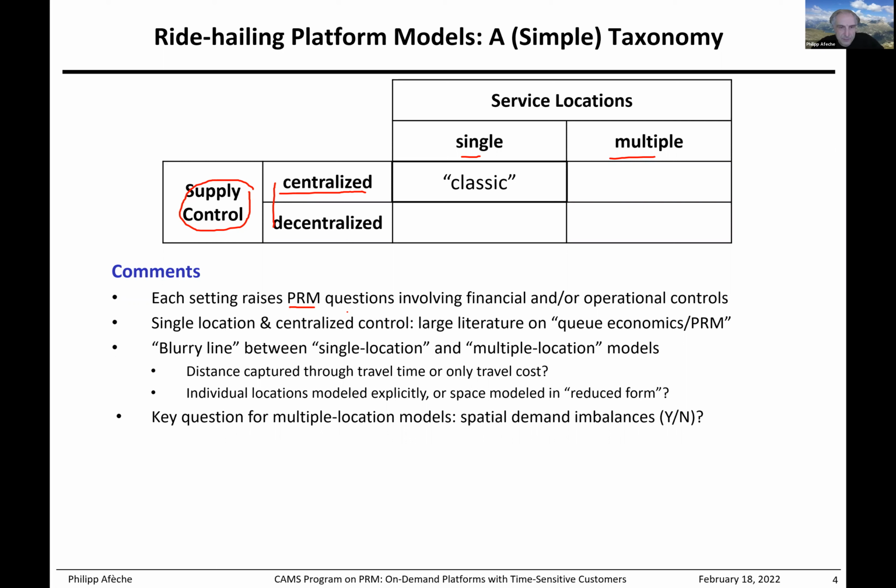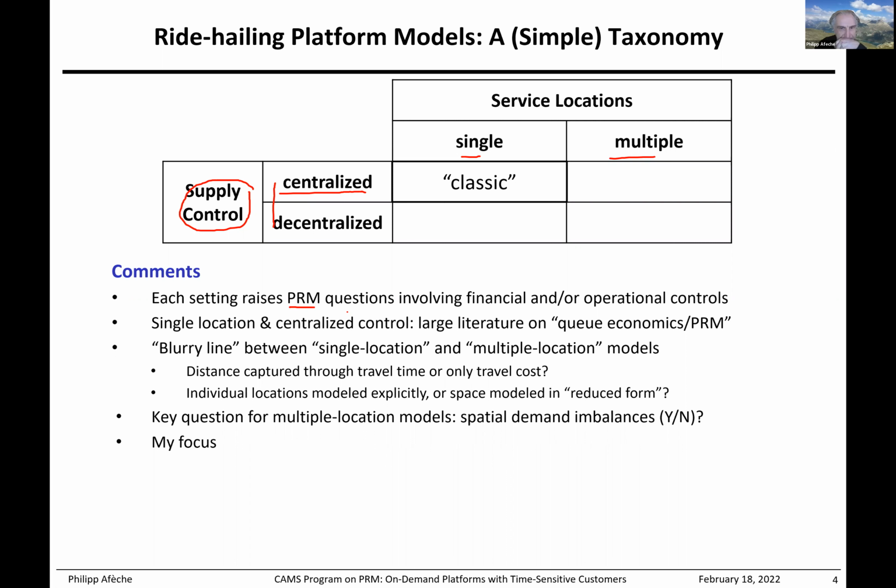And then when it comes to multi-location models, I think a key question is, are there really spatial demand imbalances or not, right? Once you introduce multiple locations and distance, in my mind, if you want to simplify, there are two things that happen. One, because there's distance now, it's going to cost some time to bridge this distance, right? But then there's also a question of, if you have structural imbalances, that makes things much more inefficient or much more challenging to improve performance, right?